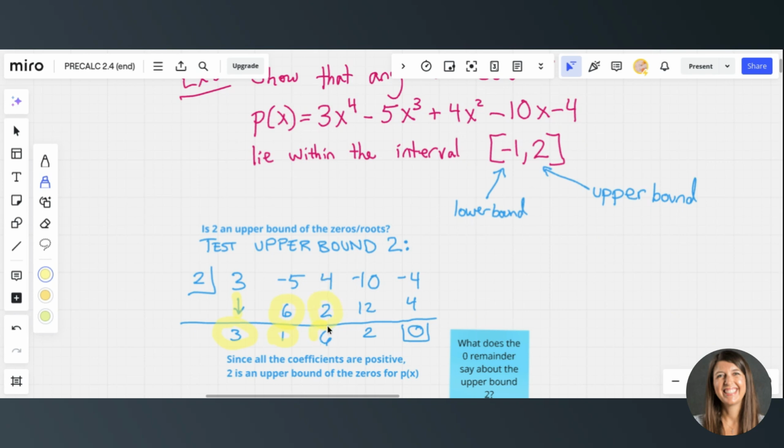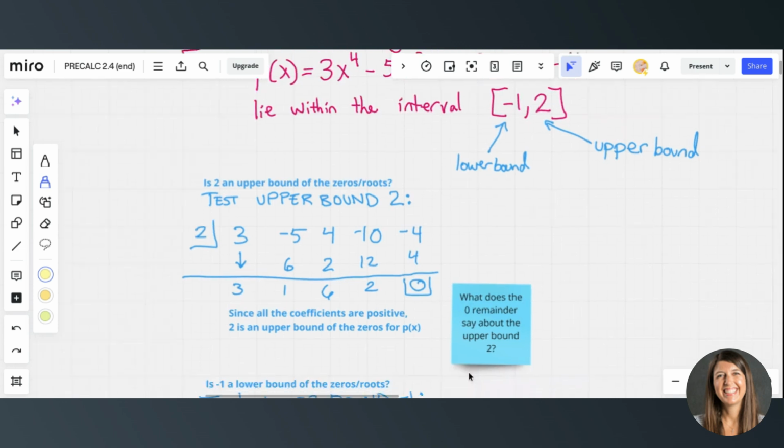4 plus 2 is 6. Okay, 6 times 2 is 12. -10 plus 12 is 2. 2 times 2 is 4. And -4 plus 4 is 0. So that 0 at the end tells us the remainder. And so I got a blue sticky note here asking you, what does the 0 remainder say about the upper bound 2? Well, this remainder tells us that 2 is a root.